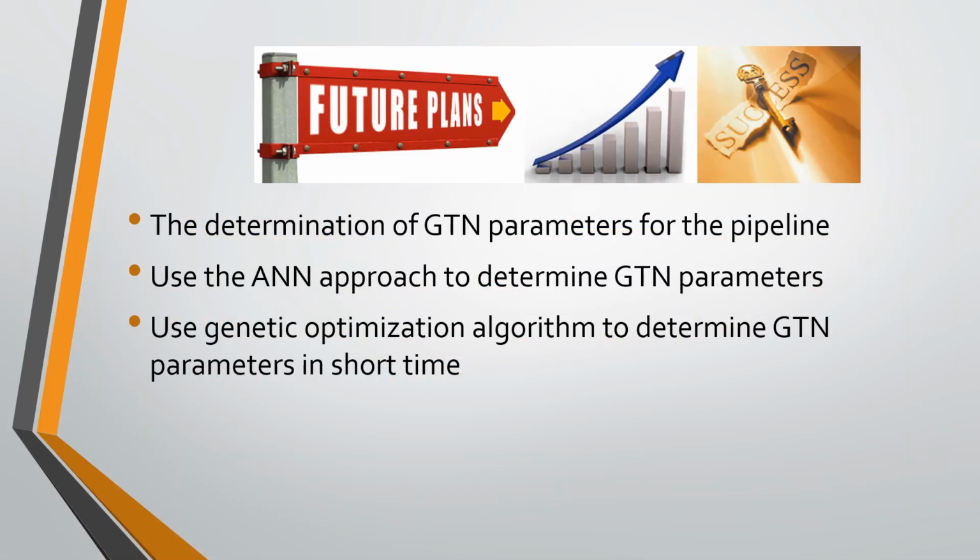In my future plan, I'm going to determine the GTN parameters for pipeline, taking into consideration the most sensitive parameters. I will use the artificial neural network, which is an ongoing process. Then I'm going to use the genetic optimization algorithm to determine the Gurson parameters.